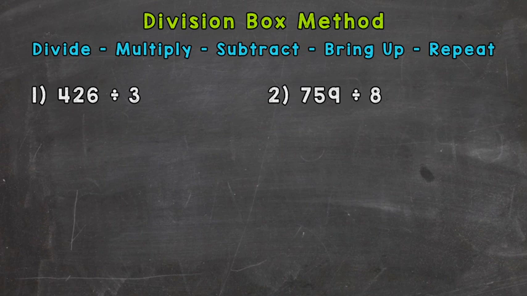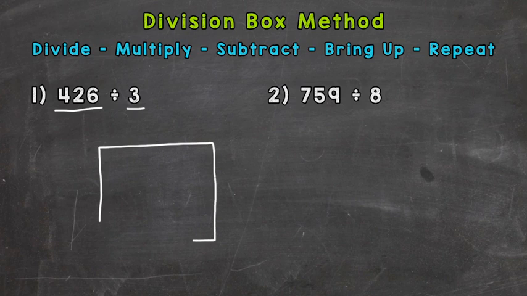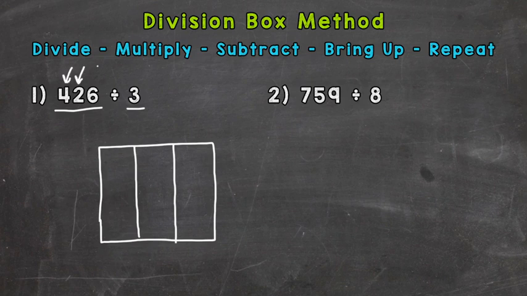So let's jump into number one, where we have 426 divided by 3. So 426, this is our dividend. It's the number being divided or split up. And we are dividing by 3, which is our divisor. So we start the box method by drawing out a rectangle here. Now this rectangle is going to be split into 3 sections, for each of the digits for 426. So 3 sections here, and we're going to put a digit in each one of those sections. So the 4, the 2, and the 6.